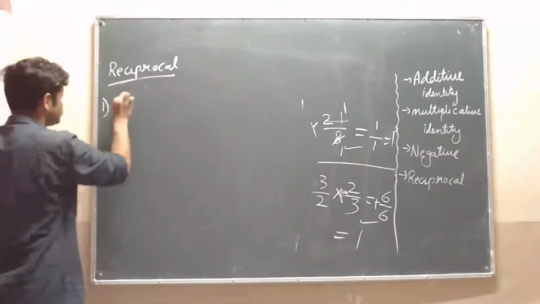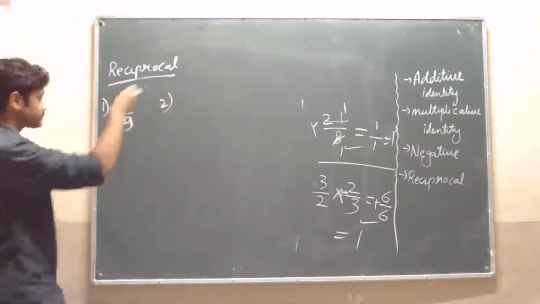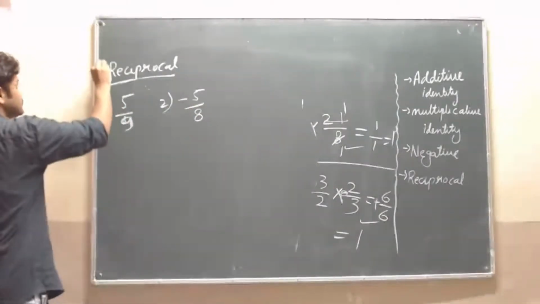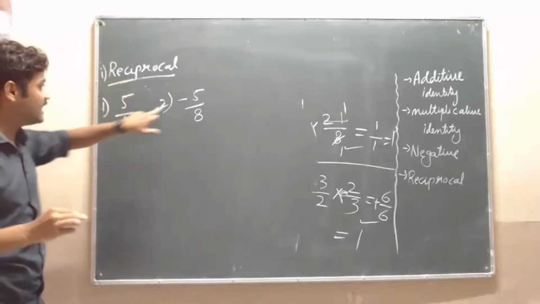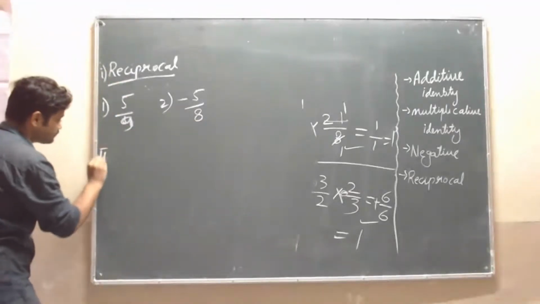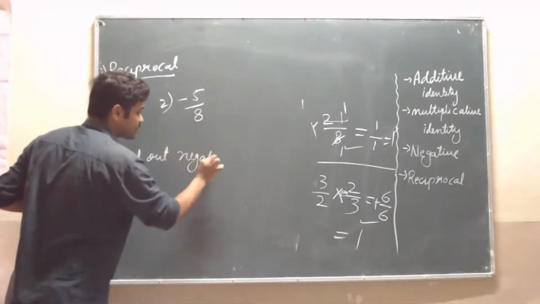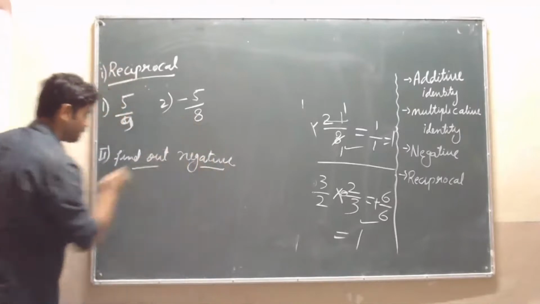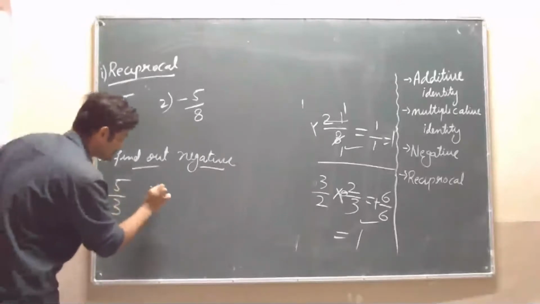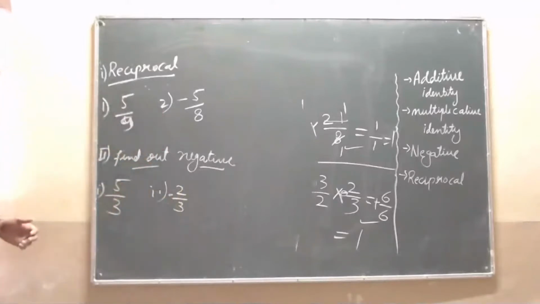Find out the reciprocal of 5 by 9, and second one, minus 5 by 8. Then find out the negative. Negative is nothing but the additive inverse. Negative for 5 by 3, and second one is minus 2 by 3. Okay, this is the homework for you.